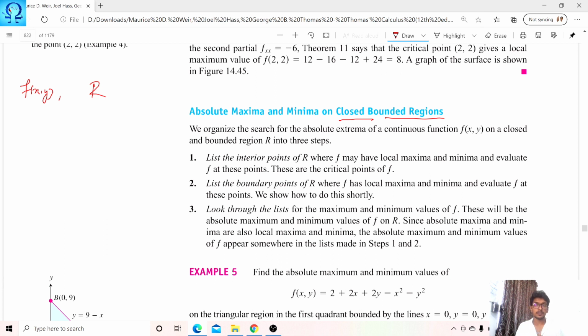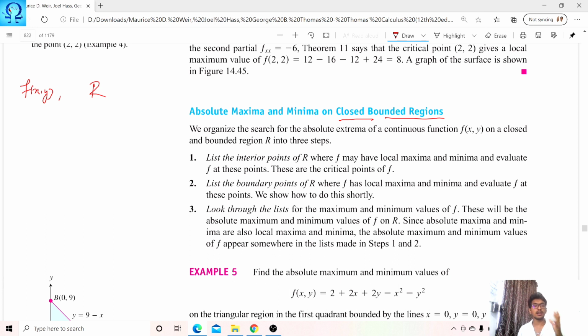Absolute means over the entire region we will have to identify all possible local maximas, as well as we'll have to evaluate the function at the corner points, that is on the boundary as well. We will have to identify the value of the function. So among all these local maximas and the values on the boundary, we will have to identify the maximum value. Maximum among these maximum, that is going to be the absolute maximum.